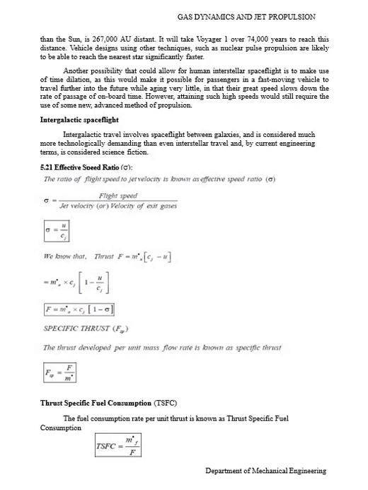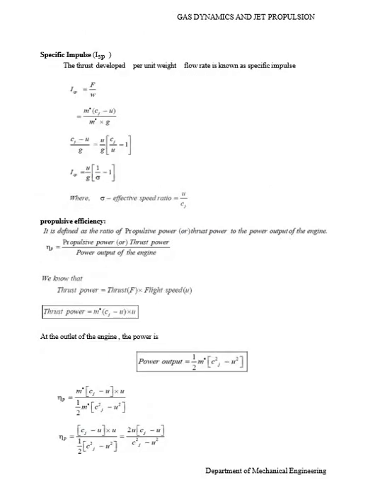Effective speed ratio: the ratio between flight speed and jet velocity, sigma equals u divided by cj. We know that thrust F equals m-dot a times (cj minus u). Next one, specific thrust: specific thrust equals the ratio between thrust and mass flow rate. Thrust specific fuel consumption: the ratio between the mass of fuel consumed and the propulsive force. Specific impulse equals thrust developed per unit weight flow rate.